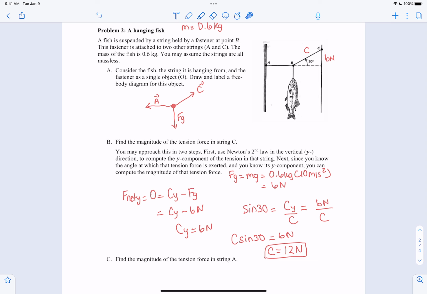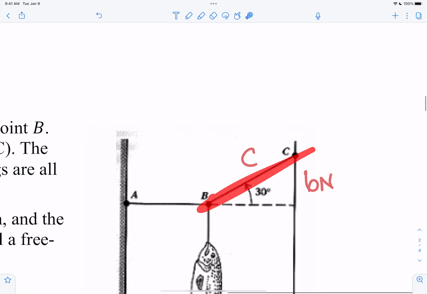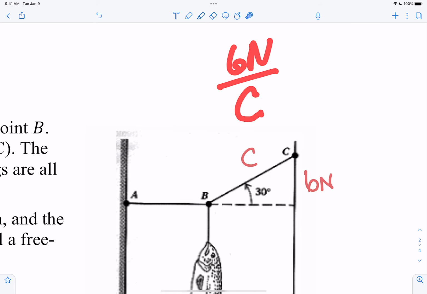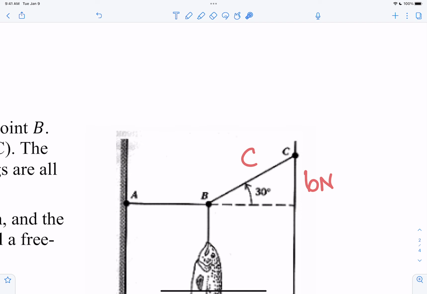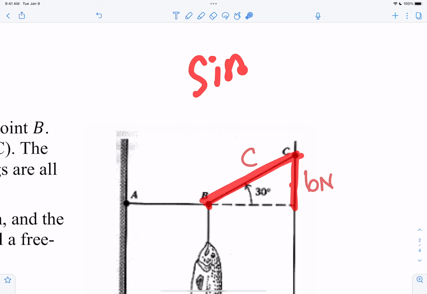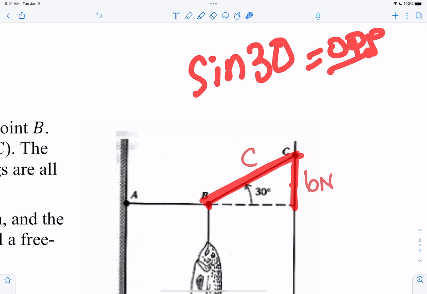So in this case, if we want to figure out C, and we have this angle, let's say 6 newtons over C, we can set that equal to something. So what is this something? We can use the trigonometric function sine, and sine is opposite over hypotenuse. So sine 30 is a value I can calculate. That's equal to opposite over hypotenuse.